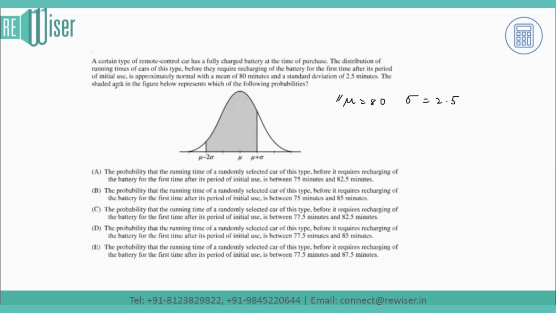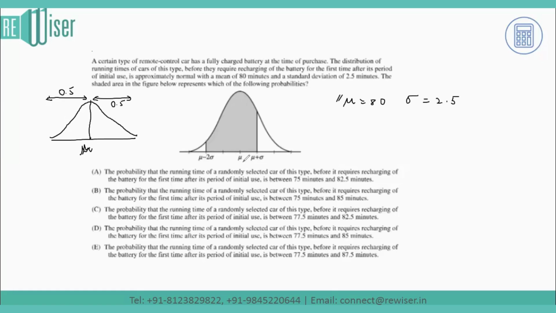minutes. The shaded area in the figure shown below represents which of the following probabilities. Now, this is a normally distributed bell curve. So the bell curve has a property that it is centered across the mean. That means the peak value occurs across the mean, as you can see over here. And the distribution is symmetrical across the mean. That means the area on the right hand side of the bell curve is 0.5 and the area on the left hand side of the bell curve is also 0.5. So as we can see, the distribution is symmetrical and is centered at the mean.